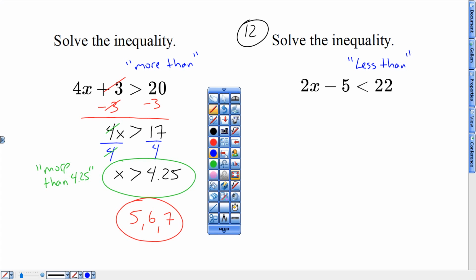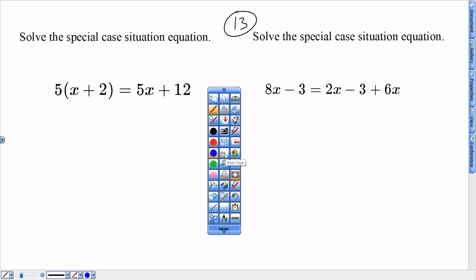Moving on. 13. This one, the last problem to get you ready for the last concept when we come back from winter break. Special case situations here. So again, this one, they're kind of disguising them, but I still need to have you be able to distribute. I got to have you know how to combine like terms.